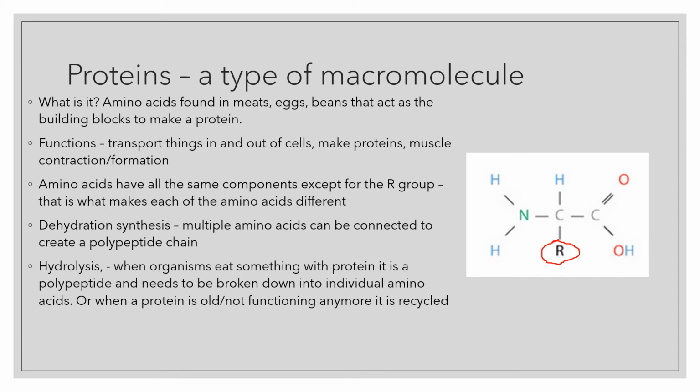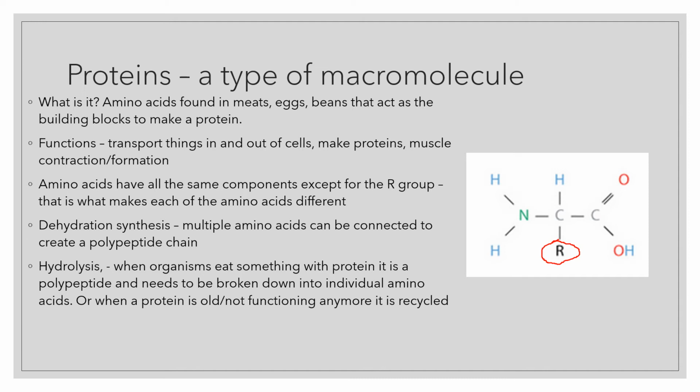So at dehydration synthesis in proteins, you have multiple amino acids being connected to each other. When you have multiple amino acids being connected to each other, it creates a polypeptide chain. And that polypeptide chain will, once it's done being created, eventually start folding and twisting and contorting amongst itself to make a very specific protein that will have a very specific function.